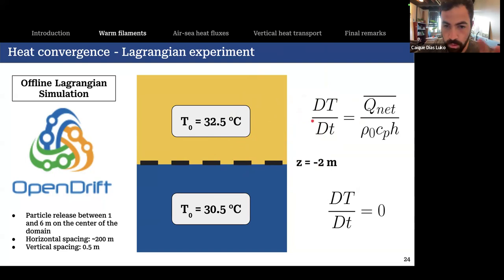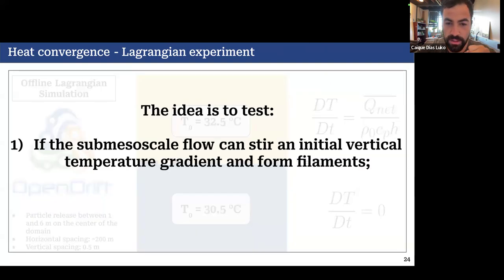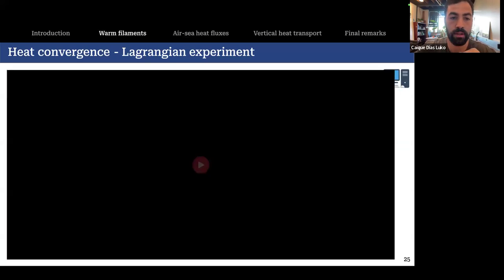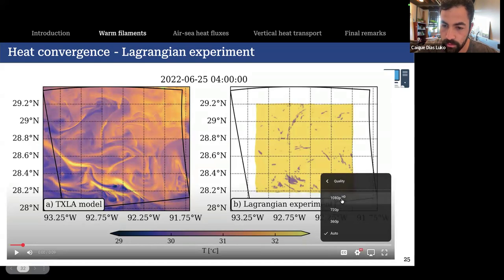We're basically doing this simulation to, again, test two things. The first is to see if the submesoscale flow can steer this initial vertical temperature gradient around and form the filaments. The second is to see what the role of the atmospheric heat fluxes is along the particle trajectories. And so here's a video of the simulation. Let me just increase the quality and put it on loop.